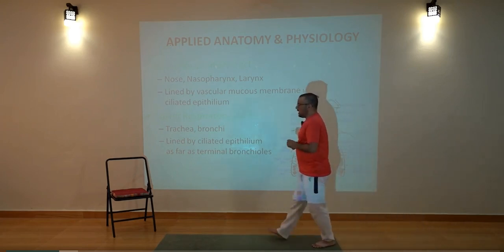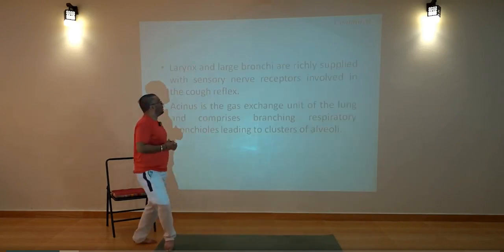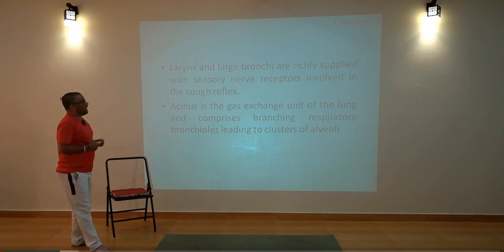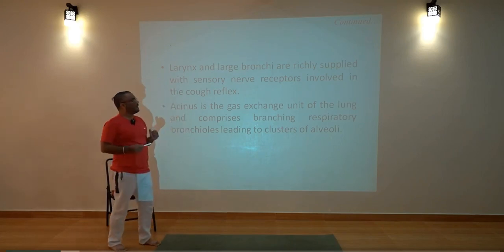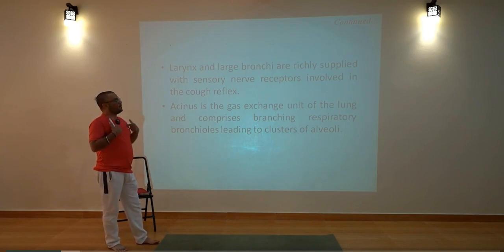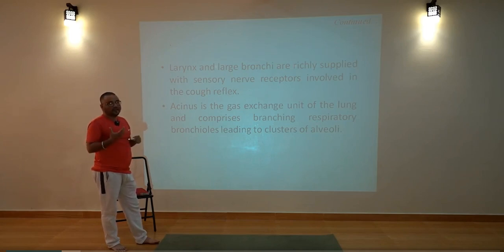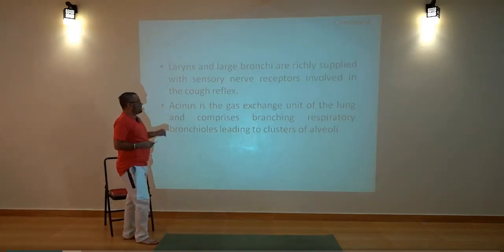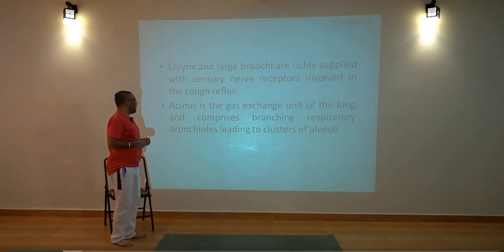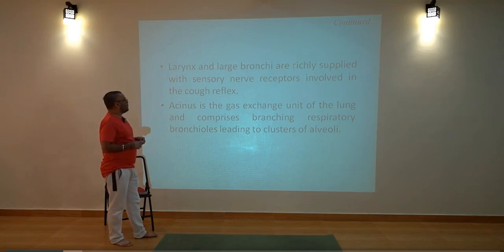If we go to the next slide after the applied anatomy and physiology, the larynx and large bronchi are richly supplied. Our larynx, the voice box, and the large bronchi, which divide into the right and left bronchi, are richly supplied with sensory nerve receptors involved in the cough reflex. So whatever is excreted through here sometimes gets accumulated in the body.